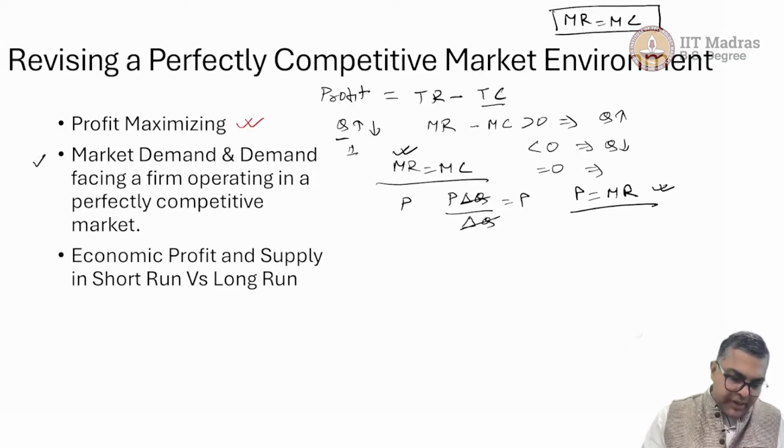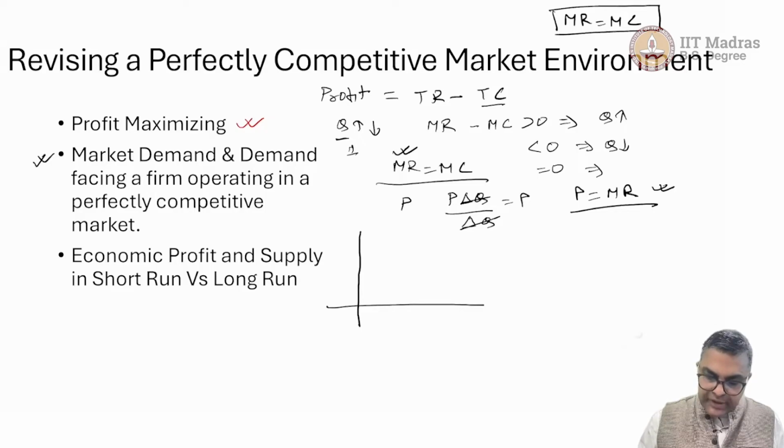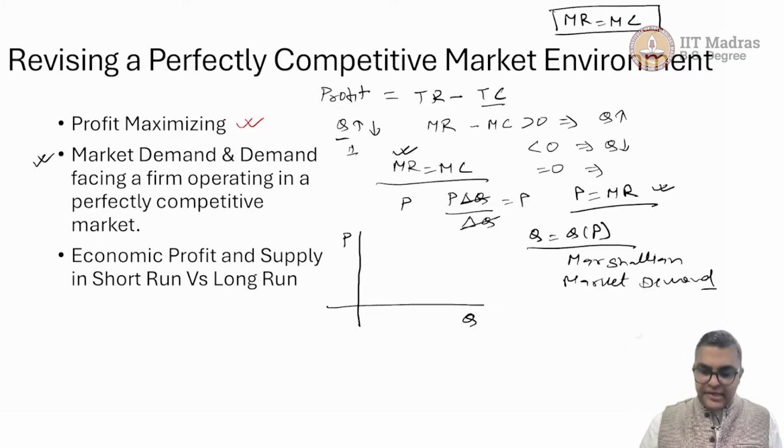Next point I want to make is about market demand. When we talk about market demand, on a graph we give P as a function of Q, but algebraically, in the form of an equation, we write Q as a function of P, and this we get as market demand. We have also learned about Marshallian market demand. How do we get the Marshallian market demand? My aim is also to revise a little bit.